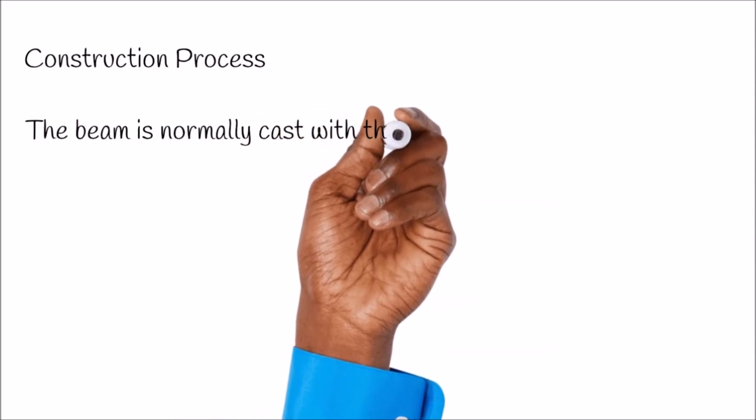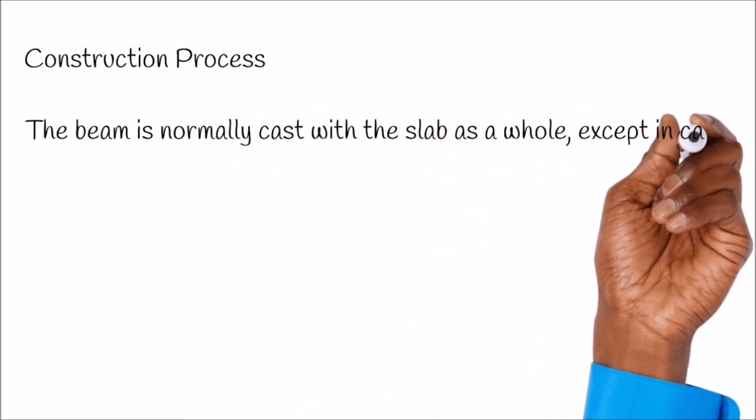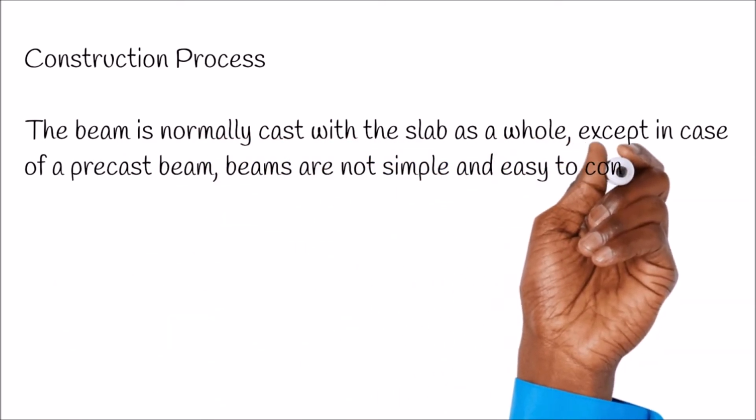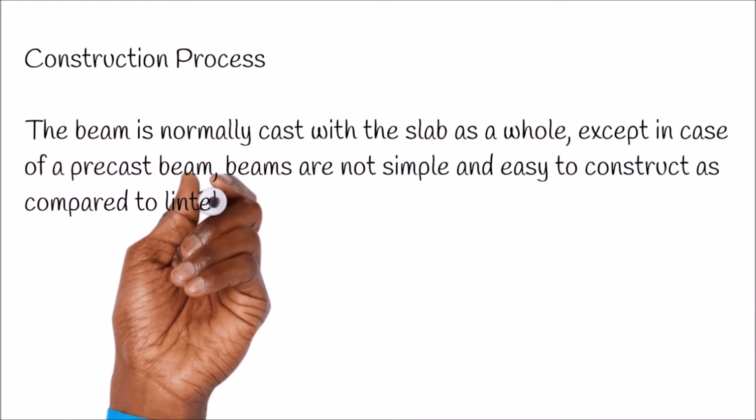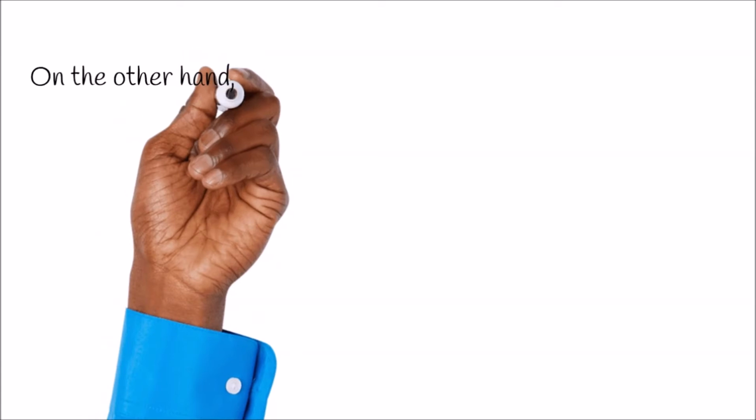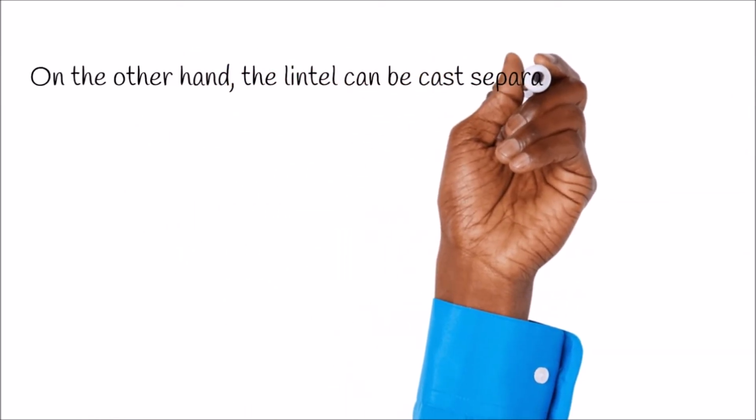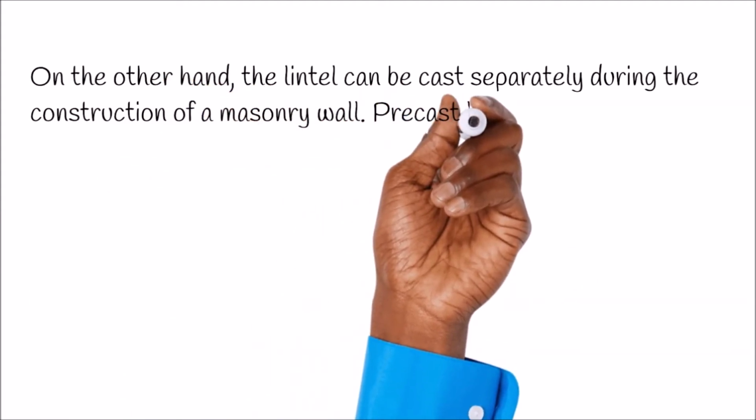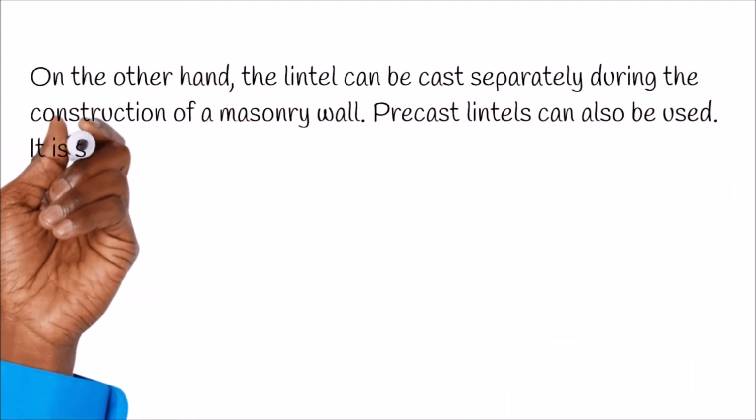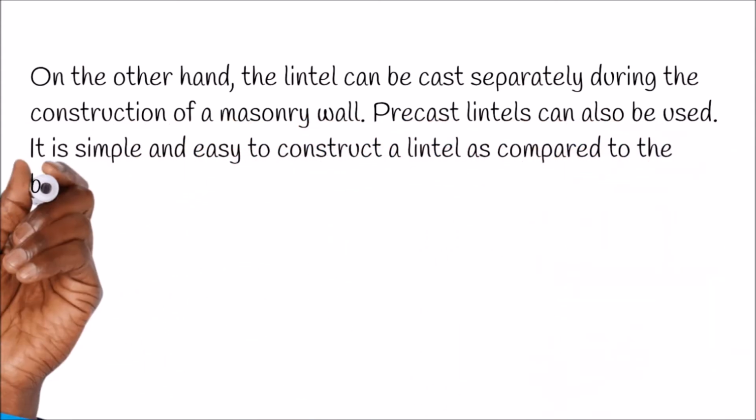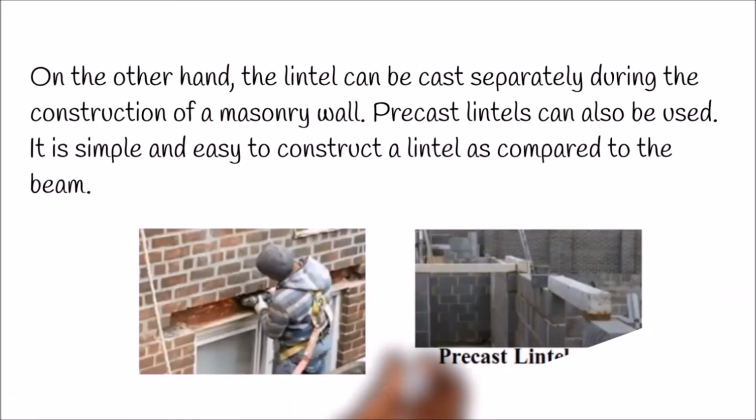Construction process: the beam is normally cast with the slab as a whole, except in case of a precast beam. Beams are not simple and easy to construct as compared to lintel. On the other hand, the lintel can be cast separately during the construction of a masonry wall. Precast lintels can also be used. It is simple and easy to construct a lintel as compared to the beam.